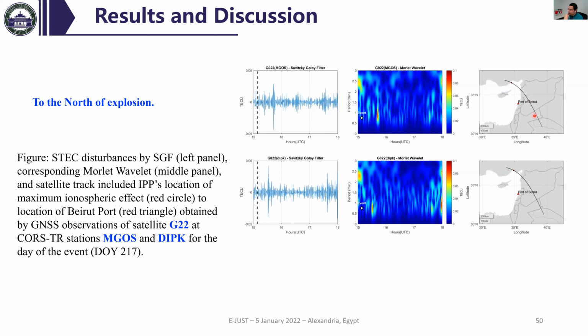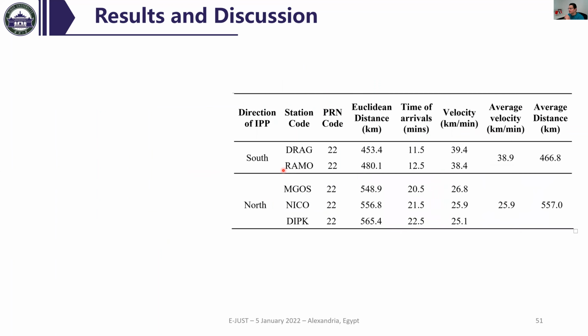And also this is the ground track. We can see this is the north direction for the two stations. And also we can see the disturbance is almost synchronized over the two stations, Mahrous and Dibik, over Turkey. There are more results, but I'm only showing this because the time is limited.